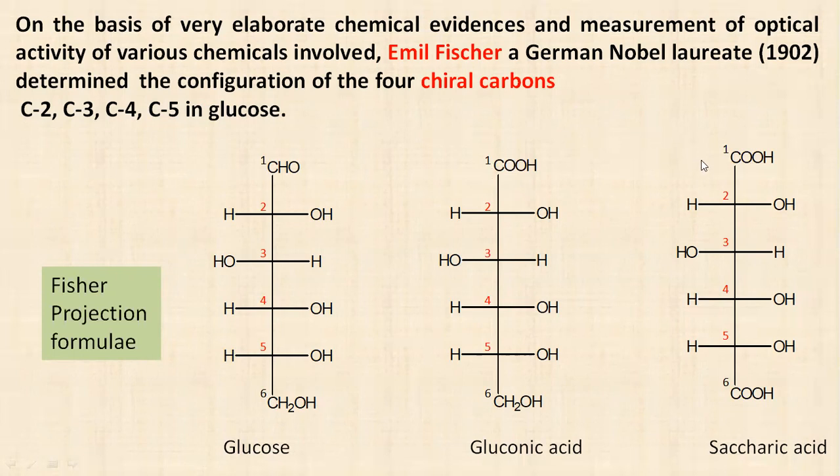And for saccharic acid, this is the C double bond OH group. That is, carbon number 1 is bonded with the double bond OH, and carbon number 6 also contains a carboxylic group. So glucose contains an aldehyde group and CH2OH, one aldehyde group and one primary alcohol. For gluconic acid, there is one carboxylic group at carbon number 1, and at carbon number 6, the primary alcoholic group CH2OH. For saccharic acid, carbon numbers 1 and 6 both contain carboxylic groups.